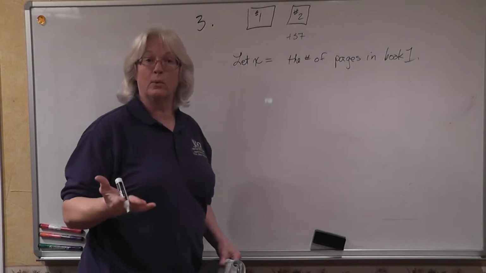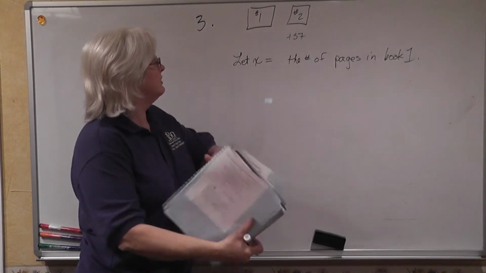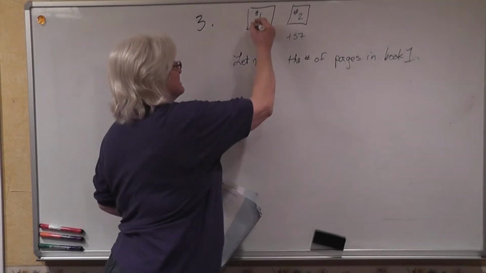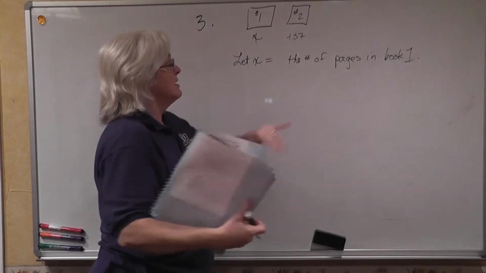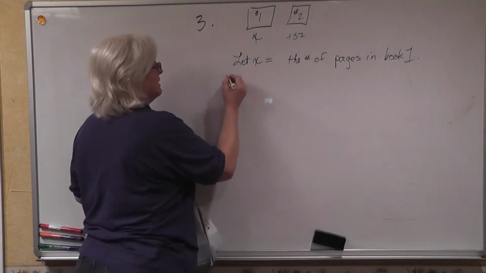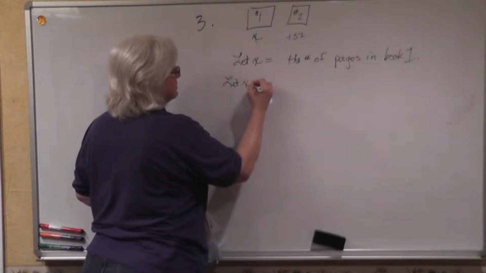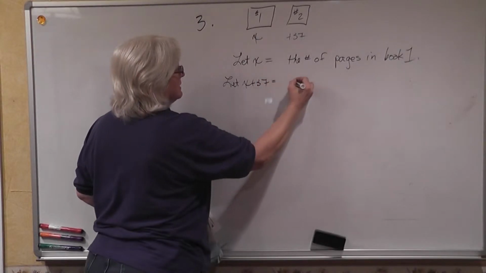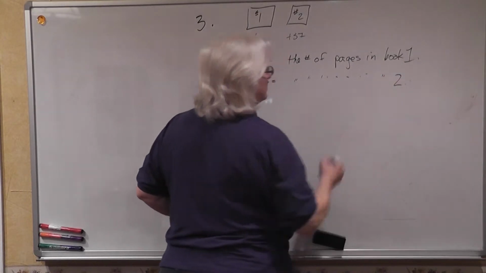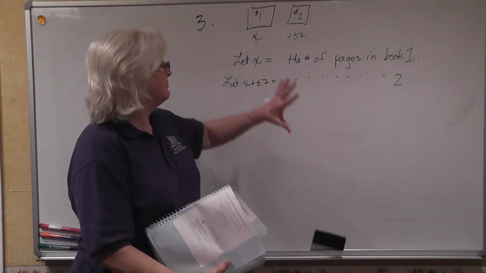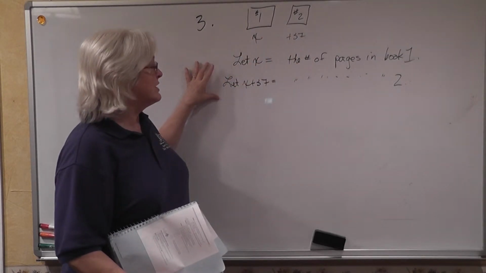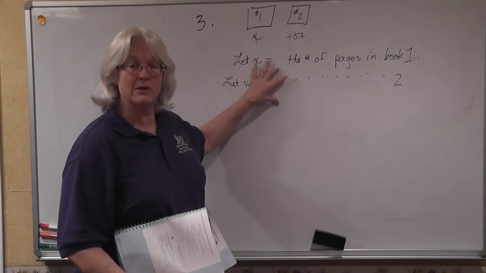And then, what expression are we going to use to describe how many pages there are in this book? Well, if this book has X pages in it, and this book has 37 more pages, then we can simply say, let X plus 37 be the number of pages in book 2. Okay, now we have a variable that describes the number of pages in our first book. We have an expression that describes the number of pages in our second book.